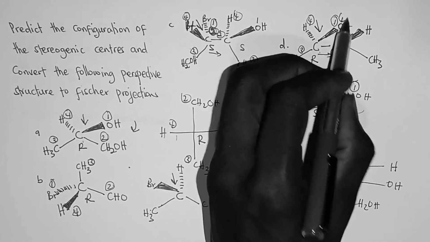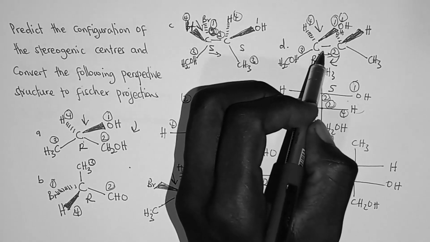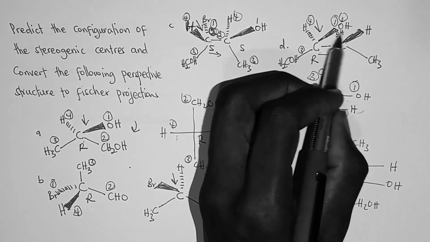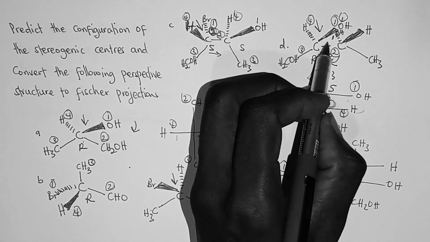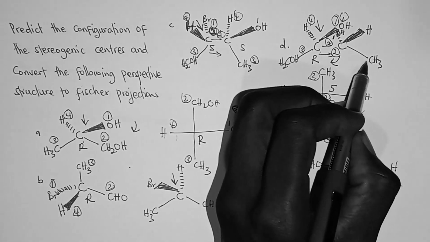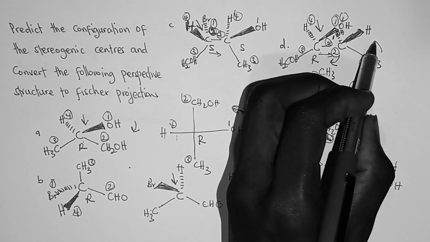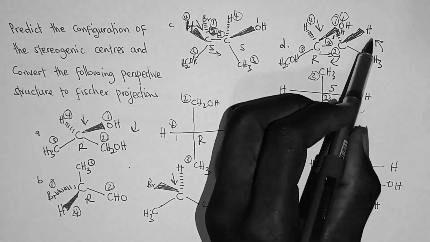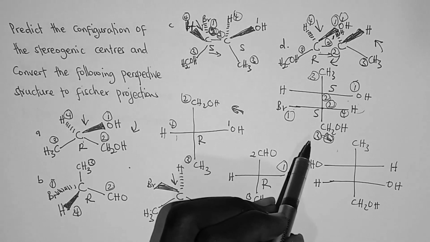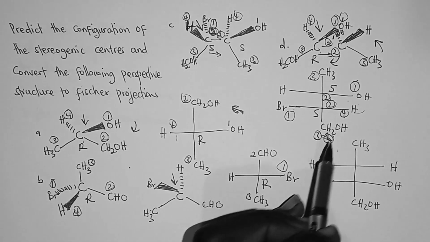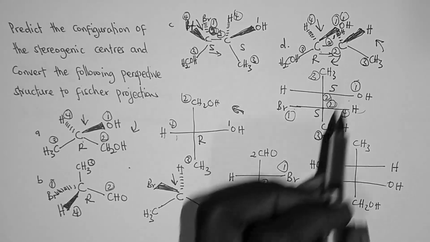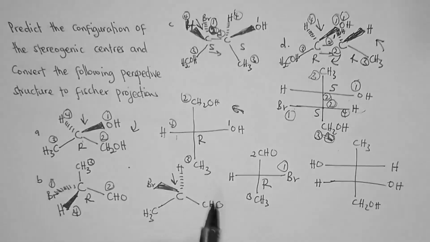This is 1, and then this is 2. There's an OH here, so there's this little OH here. This is 1, this is 2, and this is 3. So it is moving anti-clockwise, S. But the proton is pointing towards us, and therefore we need to reverse the configuration to make it an R. So this one too is an R.